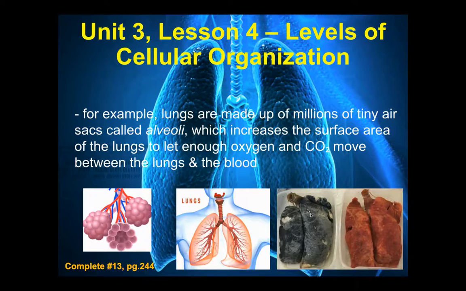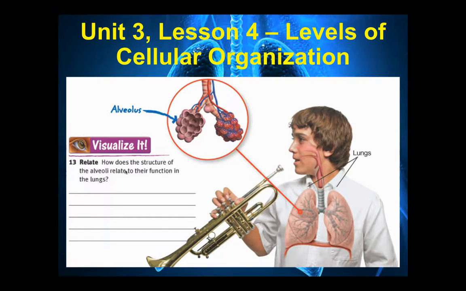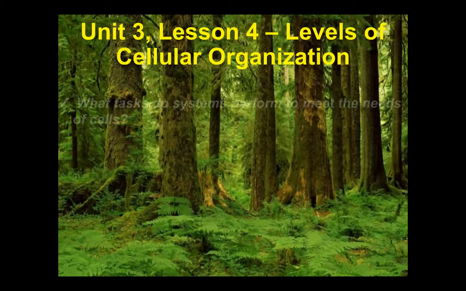These are lungs, in between the lungs and the blood. So this question is, how are these alveoli, these little sacs in your lungs, built that relates to their job? Well, there's all these little alveoli, so that allows a large surface area for the gas, the oxygen and CO2, to be exchanged.